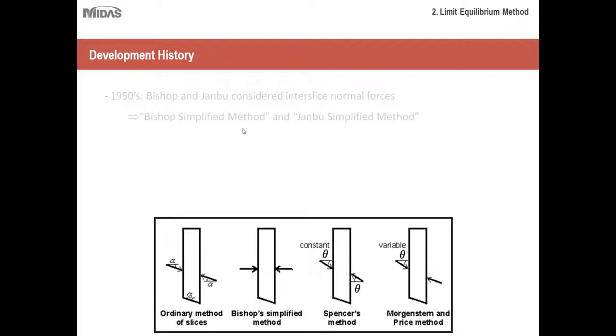Okay, so let's talk more about its development history. In the 1950s, two engineers or scientists, Bishop and Janbu, finally considered the interslice normal forces. This is typically called the Bishop simplified method or the Janbu simplified method. Using the Bishop simplified method, the normal forces were taken into account. They derived a methodology where you could take into account interslice forces, and it wouldn't complicate the analysis process too much. So that was the first breakthrough in the limit equilibrium method.